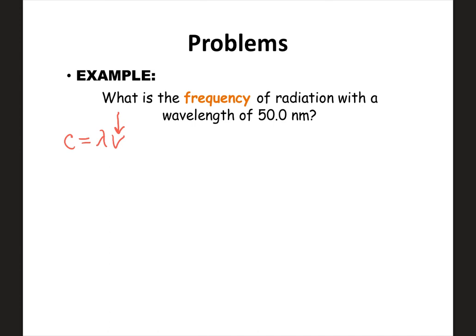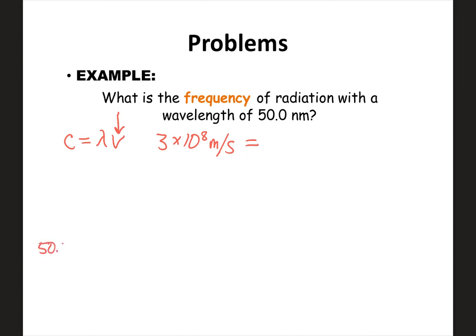So we plug in what we know. C is always 3 times 10 to the 8th meters per second. Always. You need to know it. Wavelength here, they gave me 50.0 nanometers. Remember, we don't want wavelength in anything but meters for this equation. So you got to watch for that. You need to know wavelength needs to be in meters. So I have to convert here.